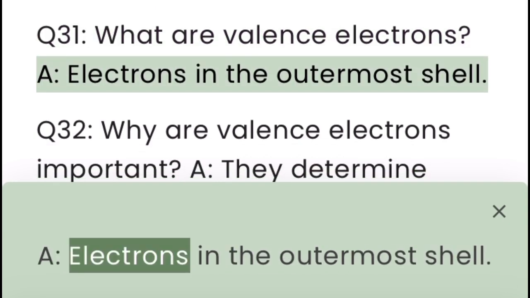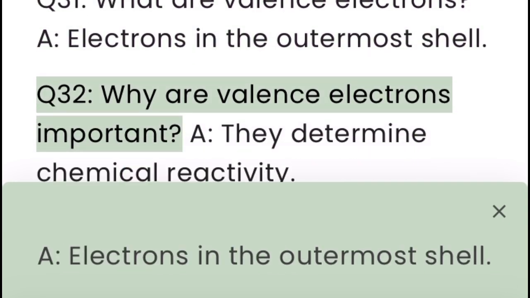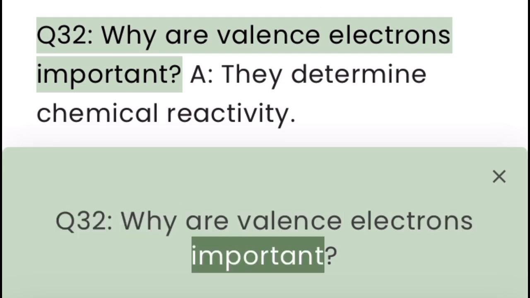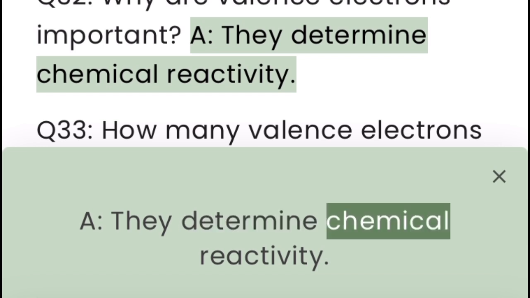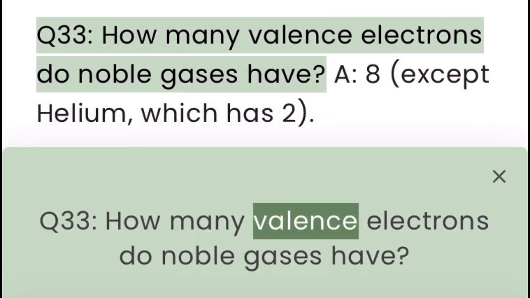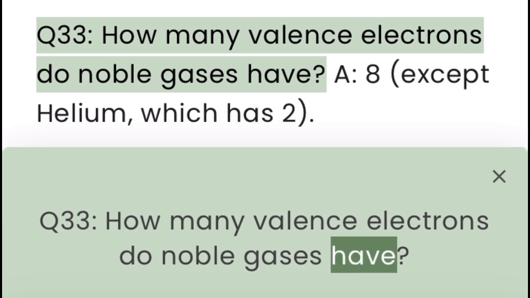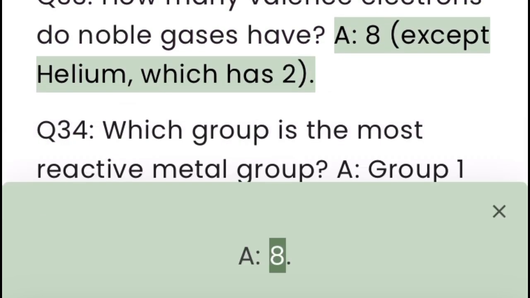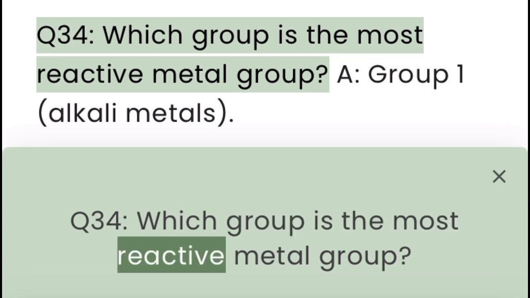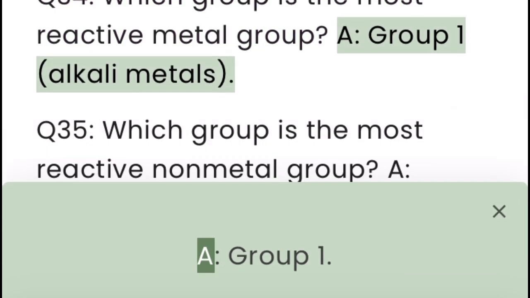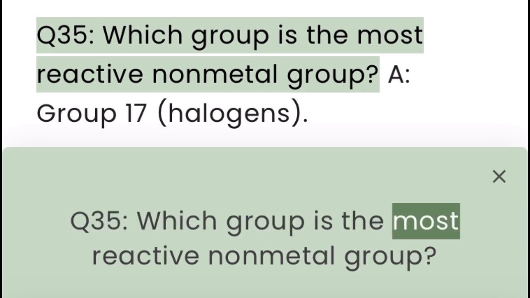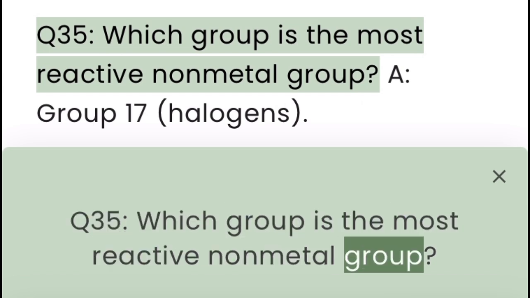A. Electrons in the outermost shell. Q32. Why are valence electrons important? A. They determine chemical reactivity. Q33. How many valence electrons do noble gases have? A. 8. Q34. Which group is the most reactive metal group? A. Group 1. Q35. Which group is the most reactive nonmetal group?